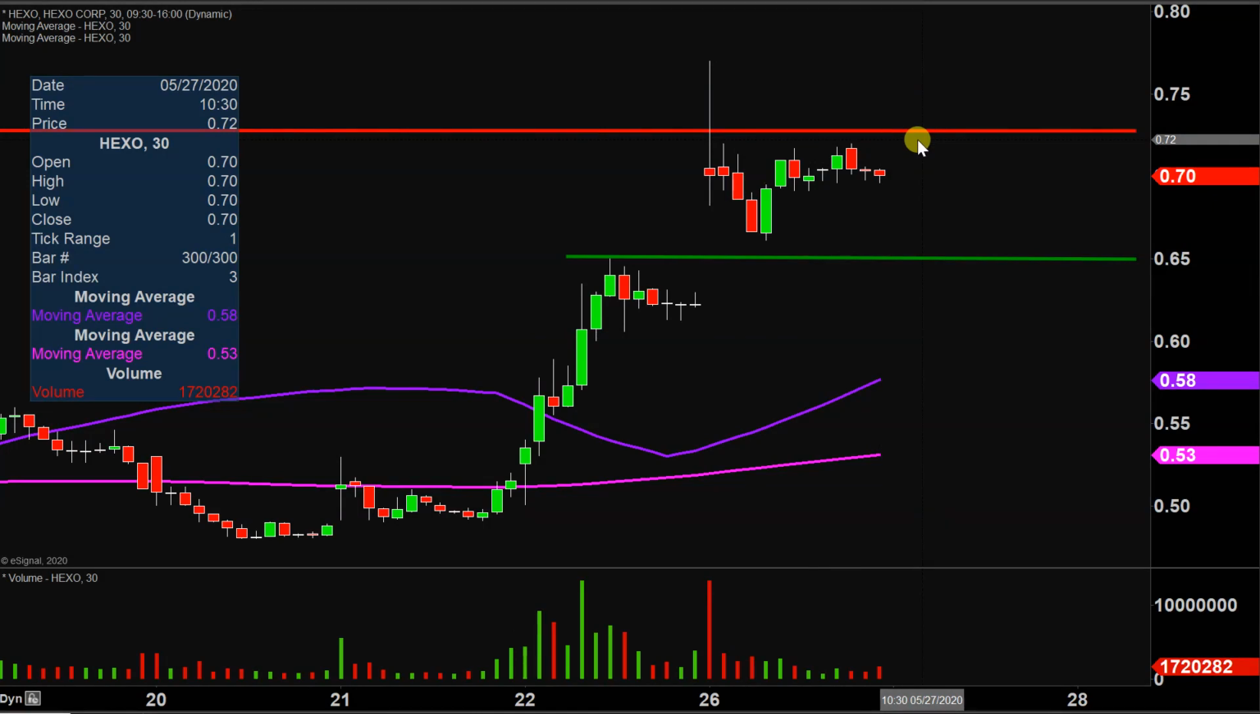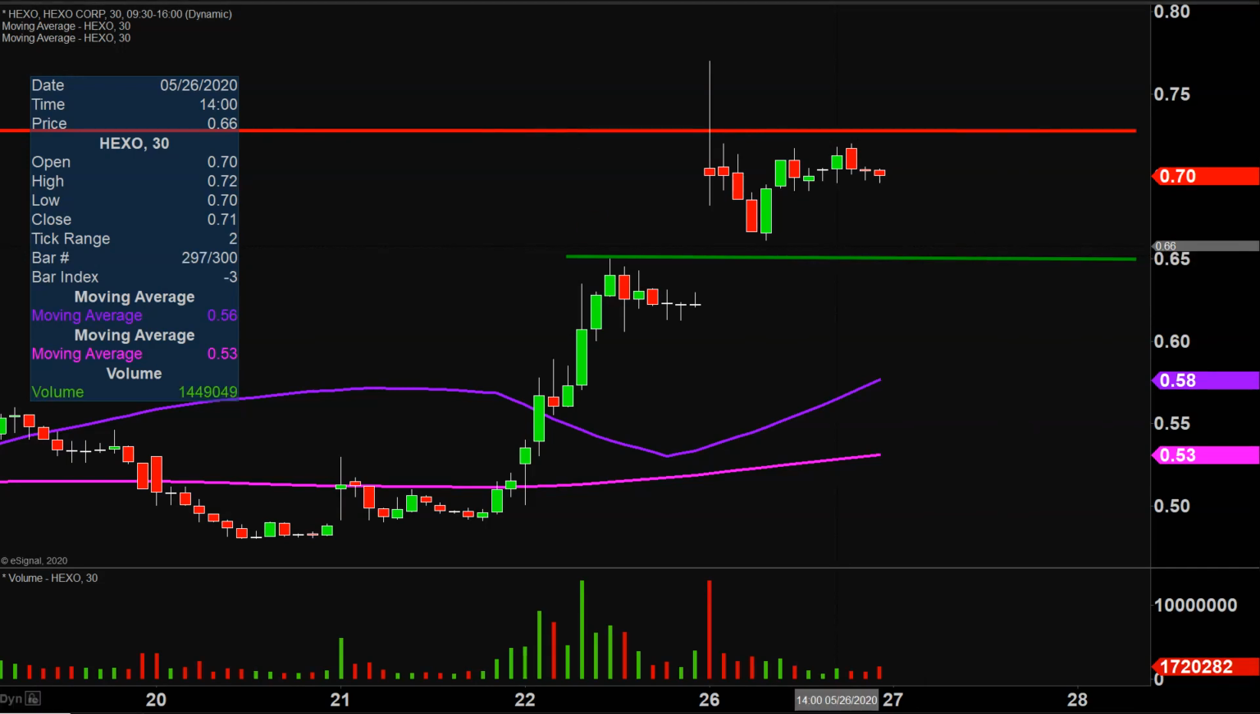When you say, Clay, what would make this chart look the absolute strongest going forward? Well, ideally staying above the 65 cent mark. But yeah, if the price cannot hold above it, that doesn't mean the entire chart's destroyed or ruined or anything like that. But yeah, if the price could stay above it, that would be a great sign of strength.